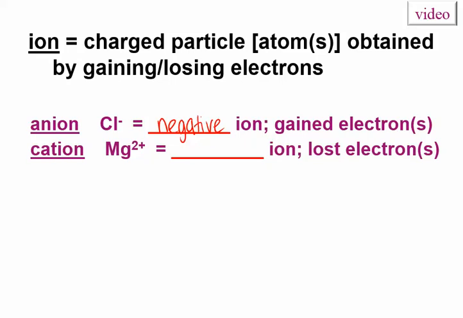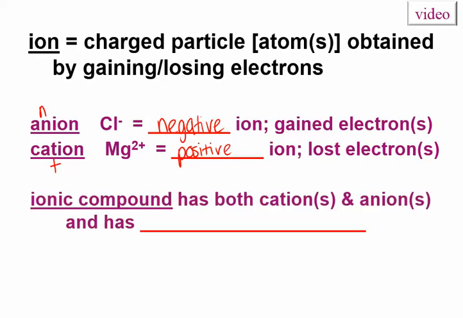A positive ion is a cation. These have lost electrons, so the positive charge comes from the protons they have that are extra, or more than their electrons. You need to keep these two names straight. Anion has an N there for negative, and cation has a T, which is kind of like a plus sign. When these come together to make a compound, overall the compound will be neutral. It will have no net charge.